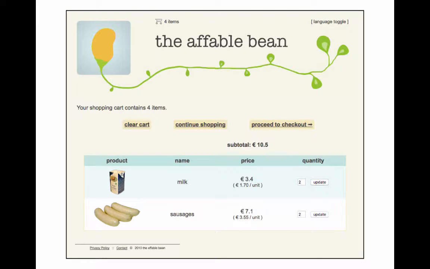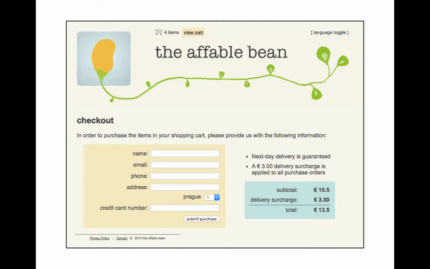Let's step through the submission of an order from the user's perspective. We're going to order some milk and some sausage. In this case, our quantity for each product is 2. Now let's go to our checkout page.